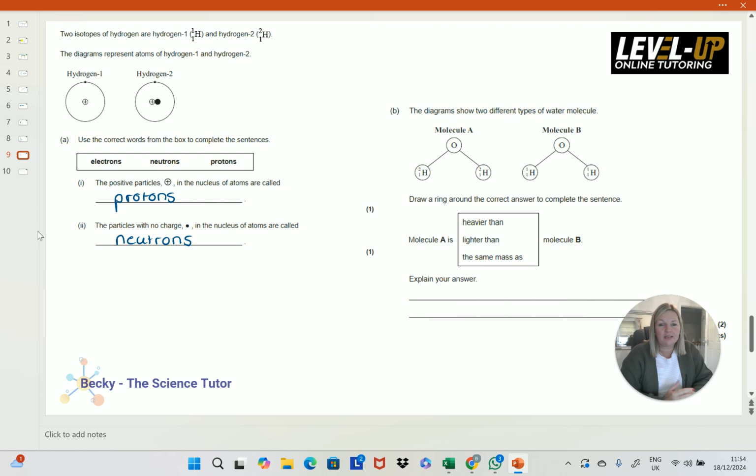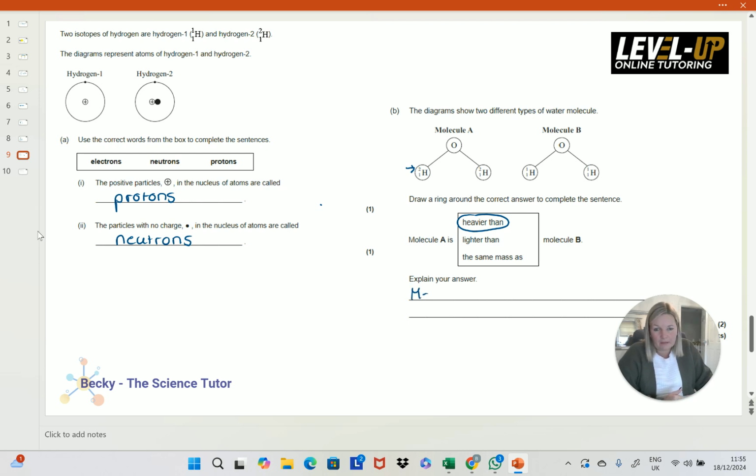So it says that molecule A is something than molecule B. Is it heavier, lighter, or the same as? Well, molecule A is made up of the hydrogen that has a mass of 2. You can see there in the little diagram that we've got the number 2 up at the top, and therefore these are going to be heavier, because the only difference in them is their mass. Explain your answer. So why are they heavier?